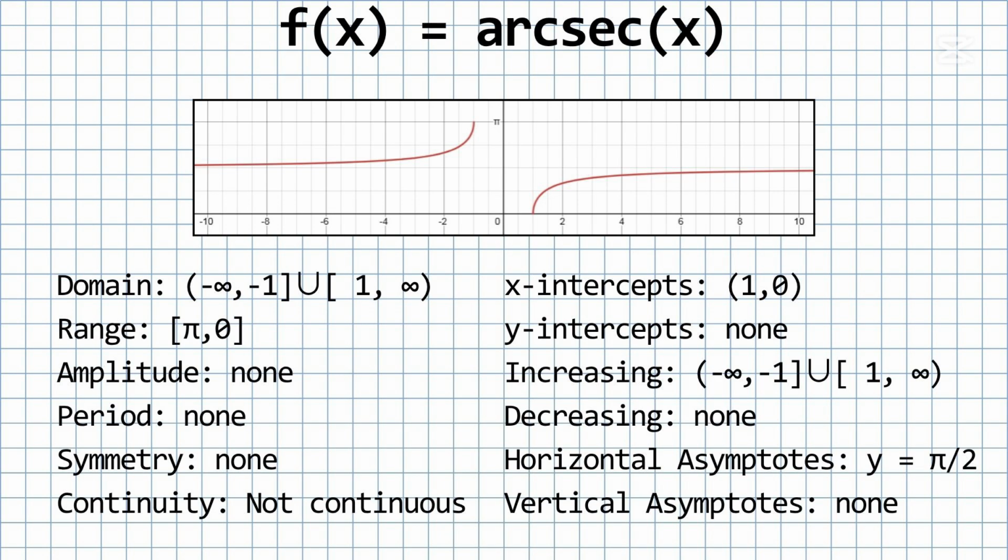X-intercept is at (1, 0), but it doesn't have any y-intercept. It is increasing throughout its domain, and it is not decreasing. It has one horizontal asymptote at y equals pi over 2, and no vertical asymptotes.